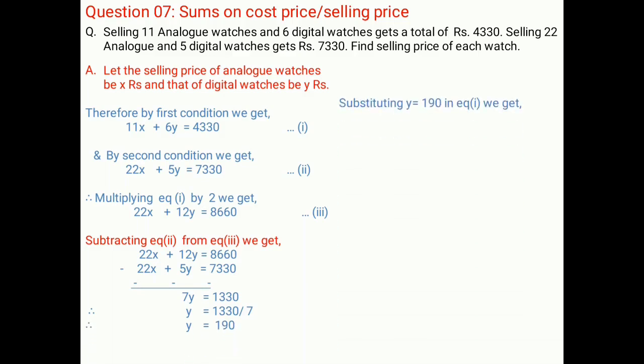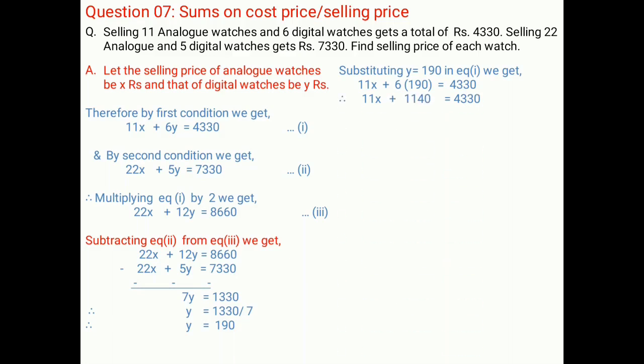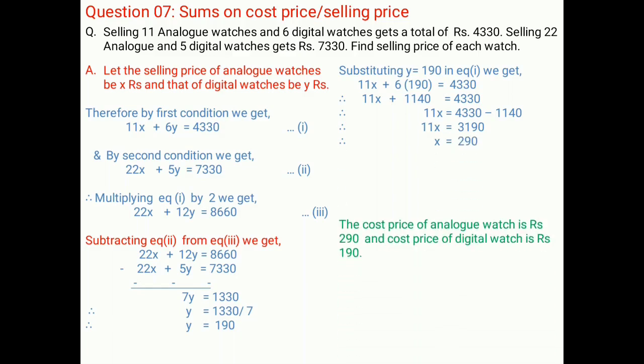Substituting value of y is equal to 190 in equation 1, I get 11x plus 6 into 190 is equal to 4330. Therefore, 11x plus 1140 is equal to 4330. This gives me 11x is equal to 4330 minus 1140. This gives me 11x is equal to 3190, and solving this I get x is equal to 290.